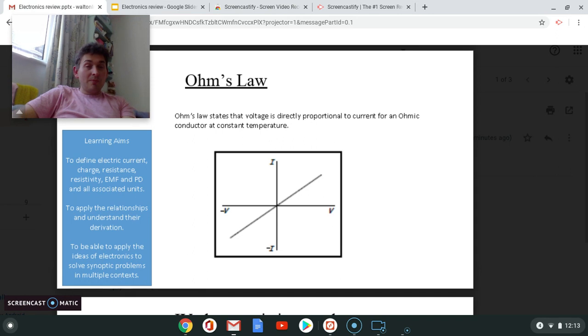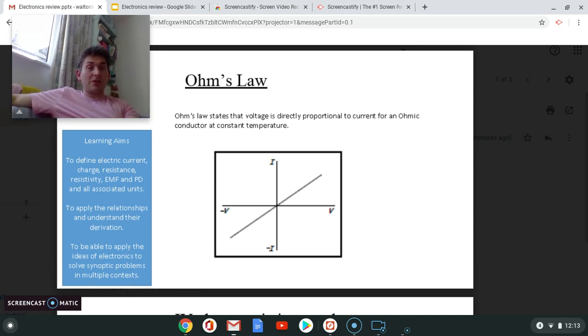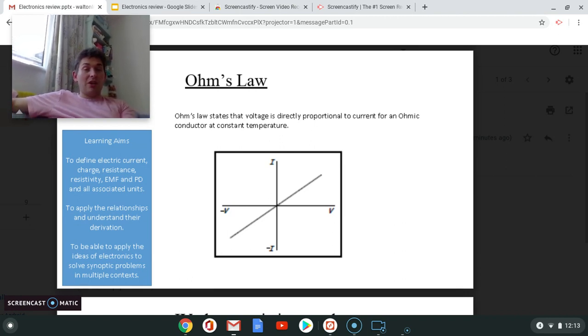Right, Ohm's law. Ohm's law states that voltage is directly proportional to current for an ohmic conductor at constant temperature. Right, it basically means a straight line on an IV graph.